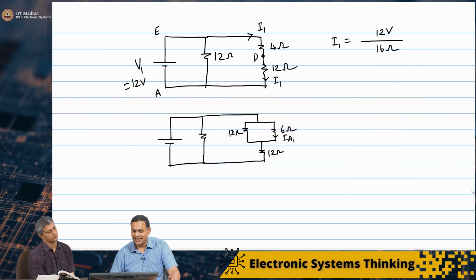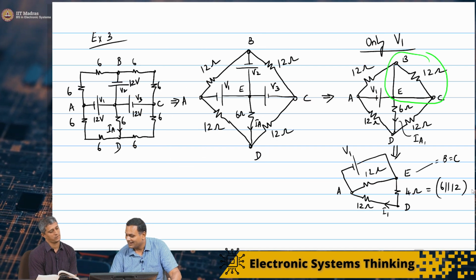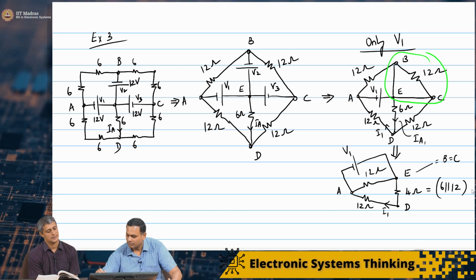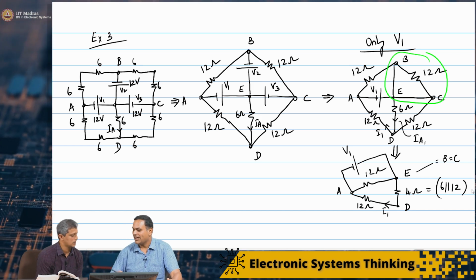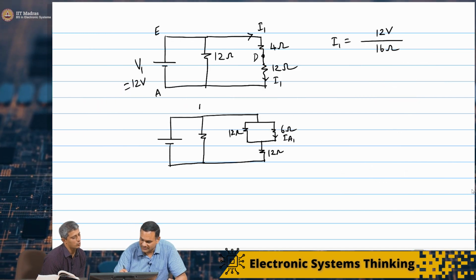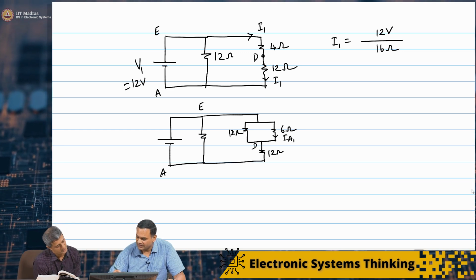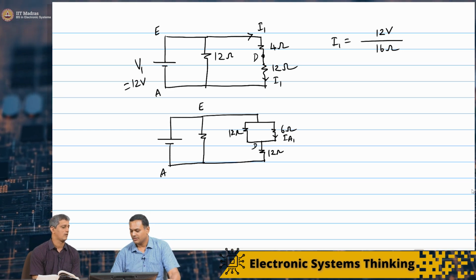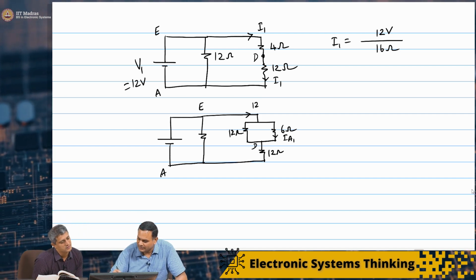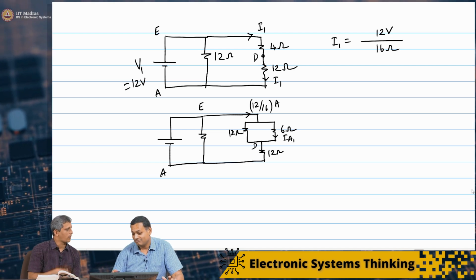Because the direction is also in the same direction as what we have chosen I1 to be, that is E to D. So, this is I1, D to A and E to D. So, this is E, this is A, this is D. So we know that the current coming in is 12 by 16 amperes. Now we can apply your idea again.